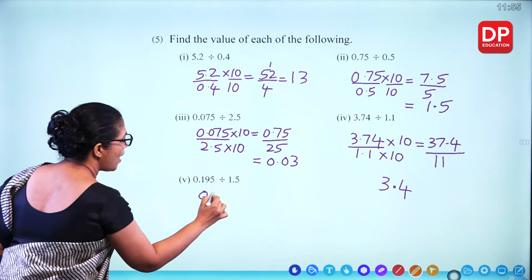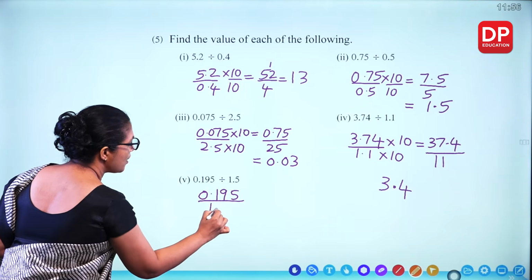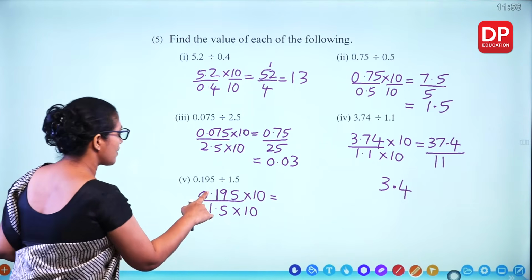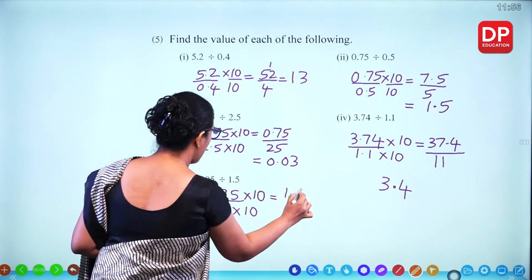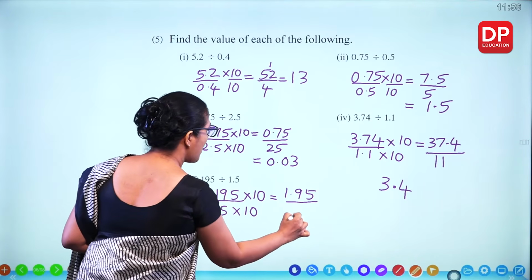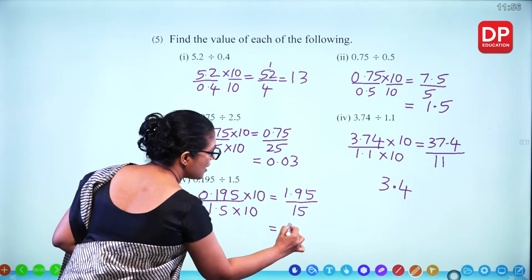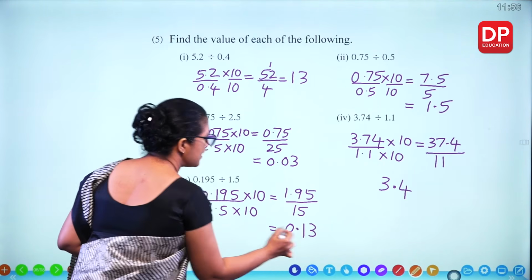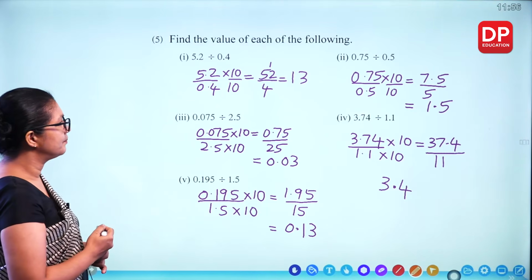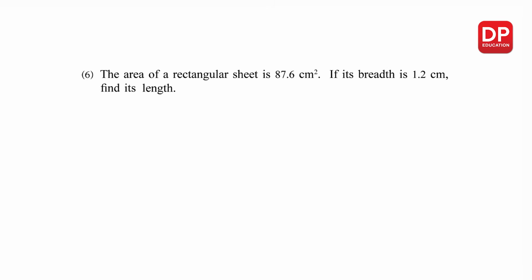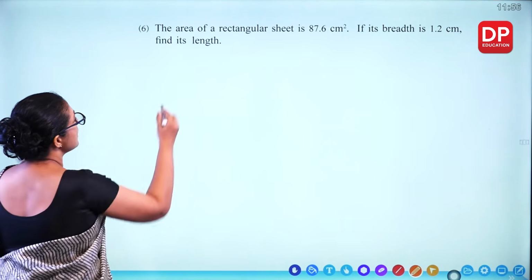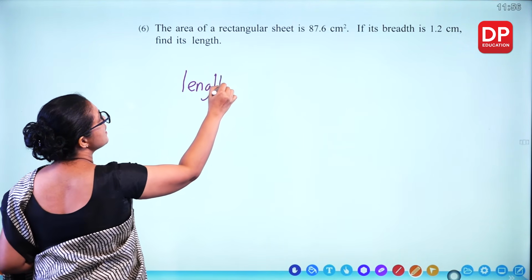This one 0.195 divided by 1.5. Multiply by 10, you get 1.95 divided by 15. So you get 0.1, and here for 45, that's 3. So 0.13. Question number 6. The area of a rectangular sheet is 87.6 square centimeters. If its breadth is 1.2 centimeters, find its length. So you can divide and find the length.